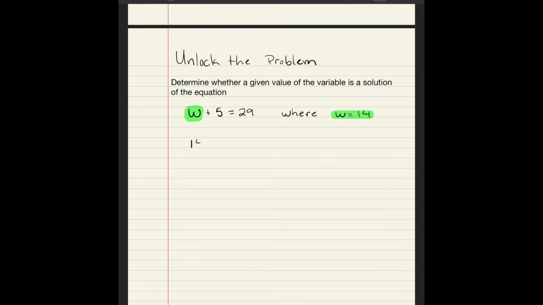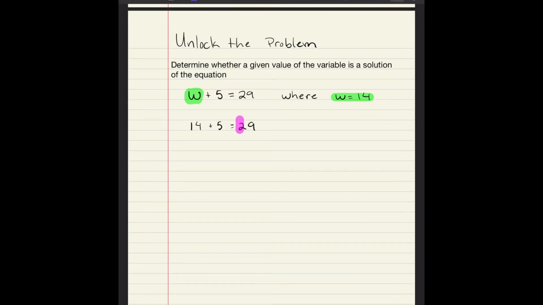So now I have 14 plus 5 equals 29. So 29 is our original answer. 14 is our given. 14 plus 5 is 19. Is that equal to 29? No, so it is not a solution.